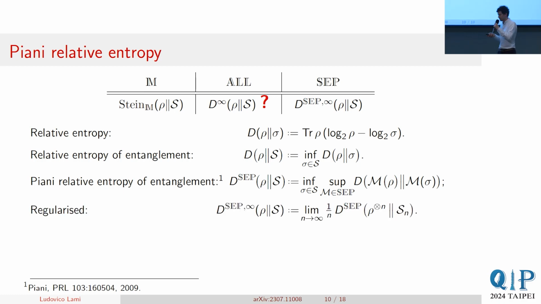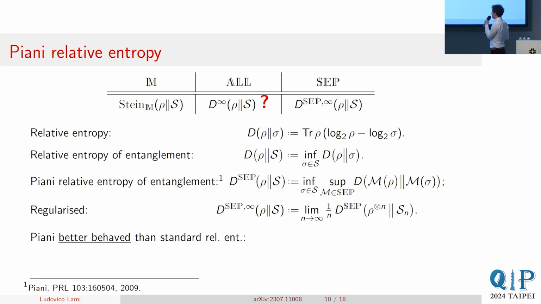And then he keeps on, and defines also the regularized version of this, in which you take many copies of your state. This is even more complicated. So why are we doing this? This looks very contrived, somewhat. This is what I thought. But then it turns out that this quantity actually behaves much better than the standard relative entropy of entanglement in some respects.